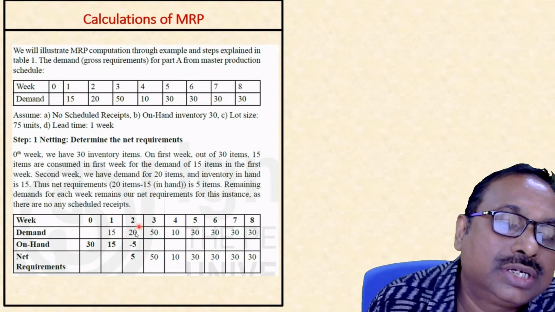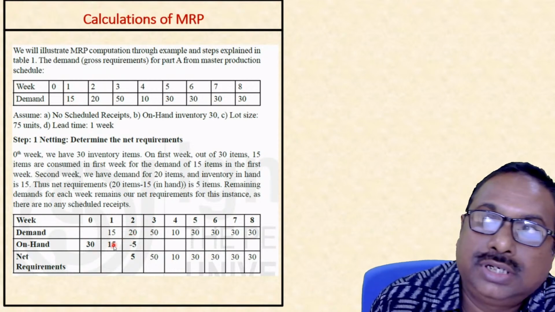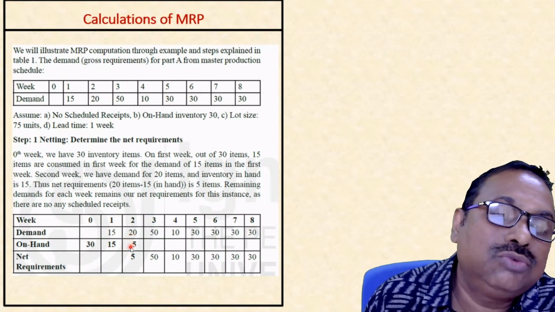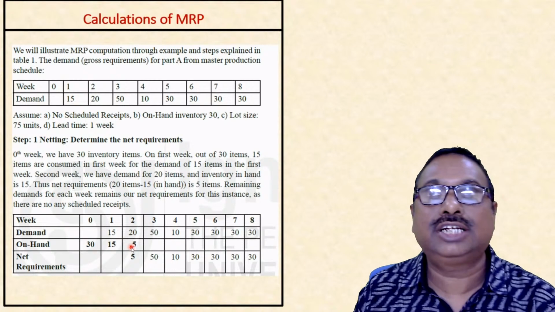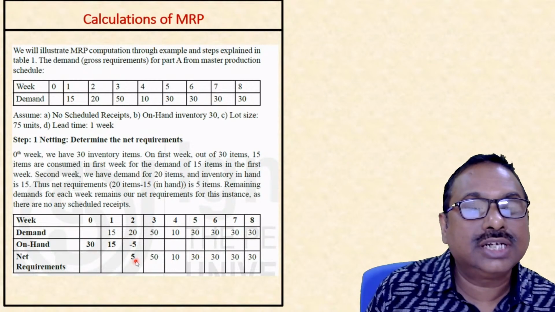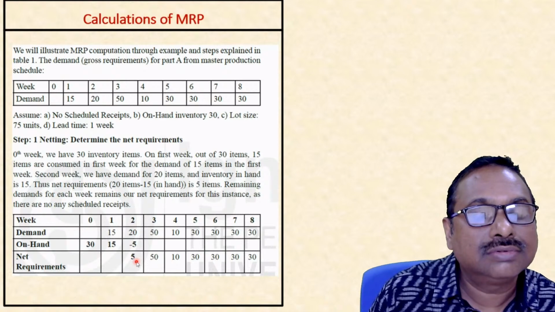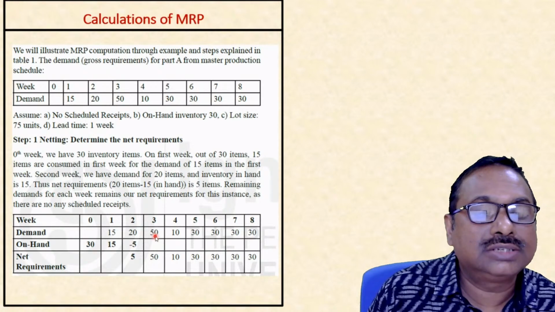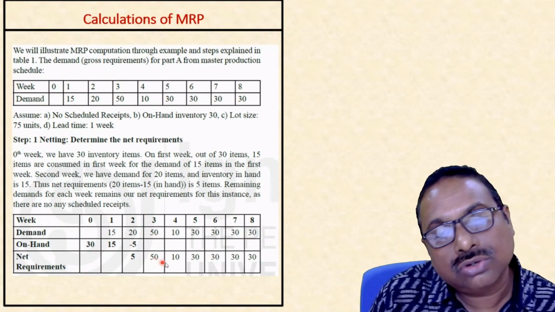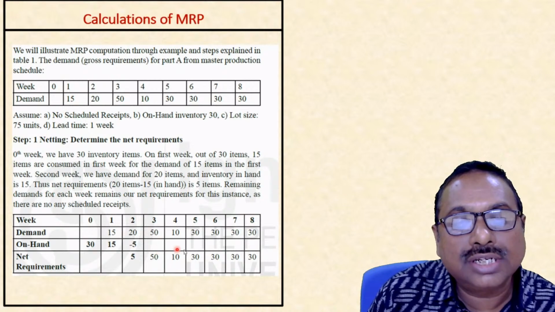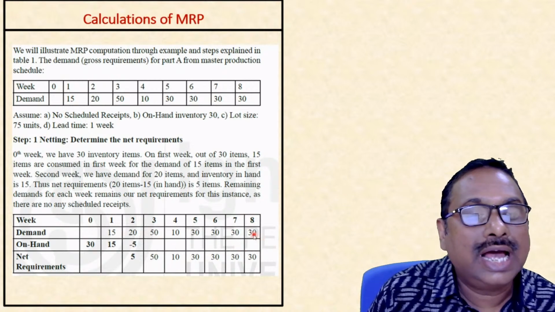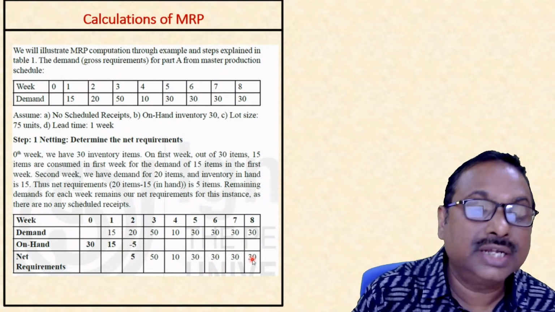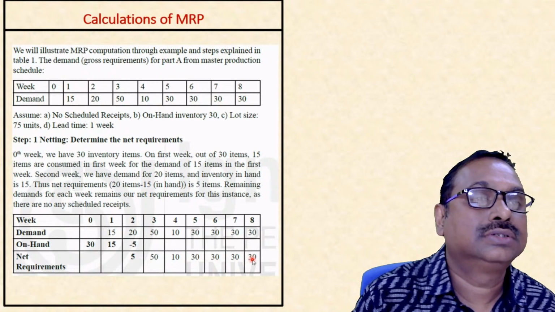Okay. Next week 20 is the demand. We have 15. So 15 minus 20 is minus 5. That means we want 5 materials. Net requirement is 5. So this is the net requirement in the second week, which is 5. Third week we don't have any inventory in our hand. So demand is 50, requirement is 50. And so on. We don't have any inventory here. So as per the demand, the requirement is this. Okay. Then going to the next slide.